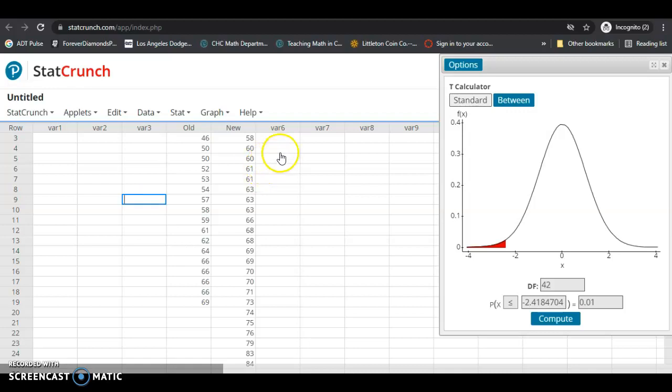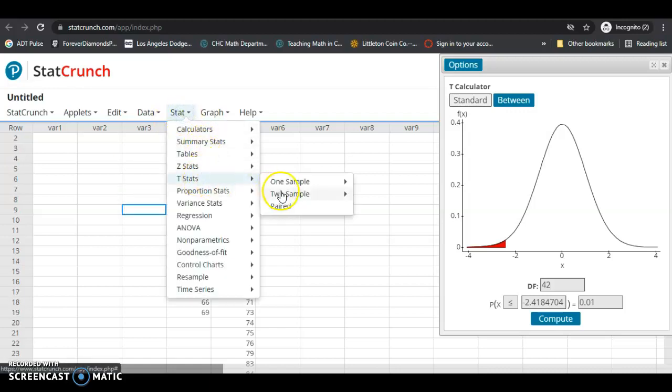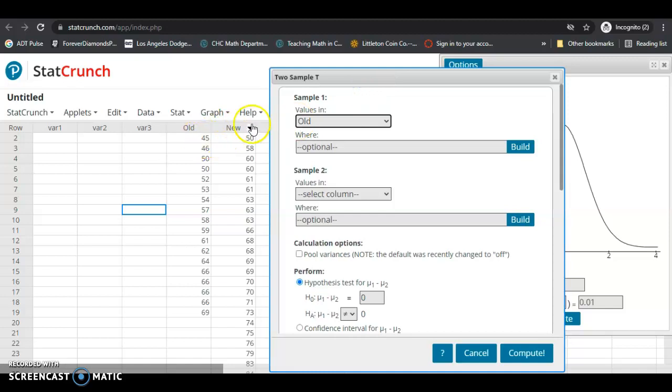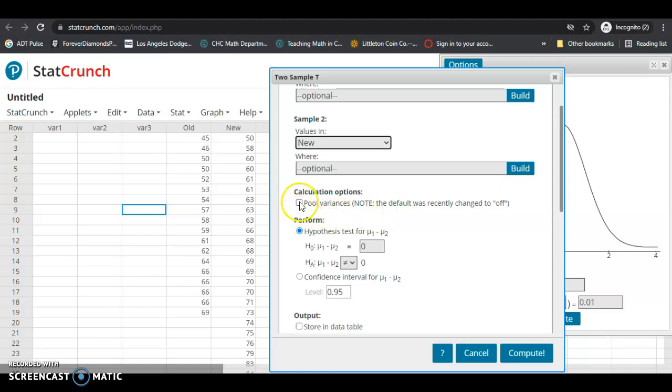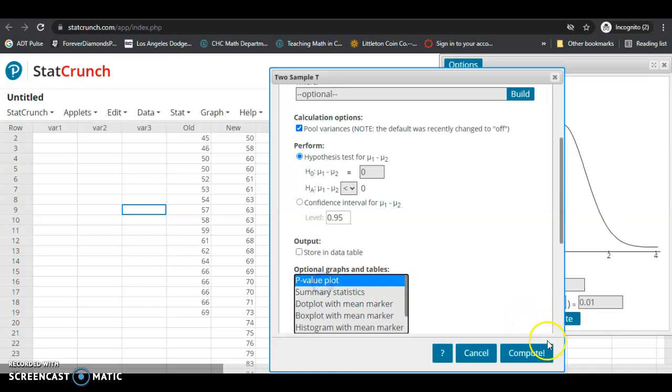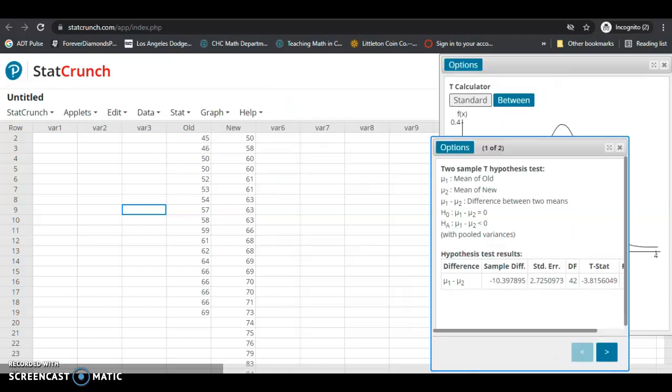It's important to enter the data exactly as they are. If you make any mistakes, you will probably get an incorrect result. So let's go to the Stat menu, T Stats, Two Sample, With Data, since we have the actual data values. The sample 1 values are in the old column. I renamed the columns here. Then the sample 2 values are in the new column. Since we're assuming the variances are equal, check this box here. Select the appropriate symbol for the alternative hypothesis. Do an optional p-value plot. Click compute. This is the test statistic, round it to 3 decimal places, and check the answer.